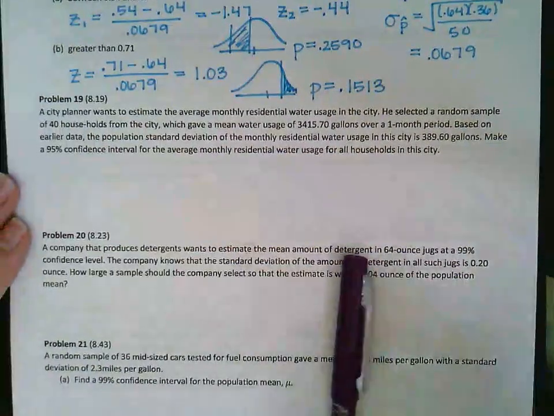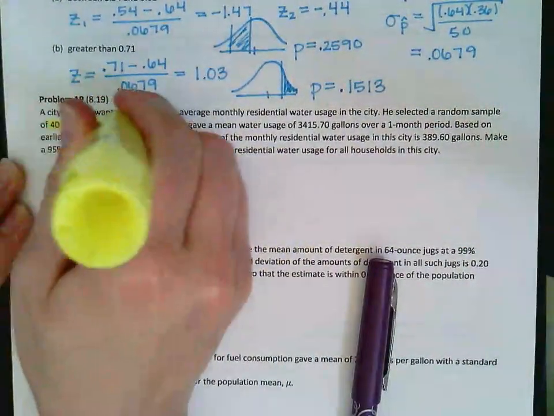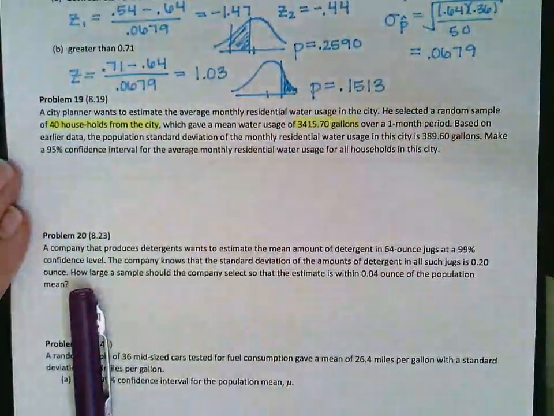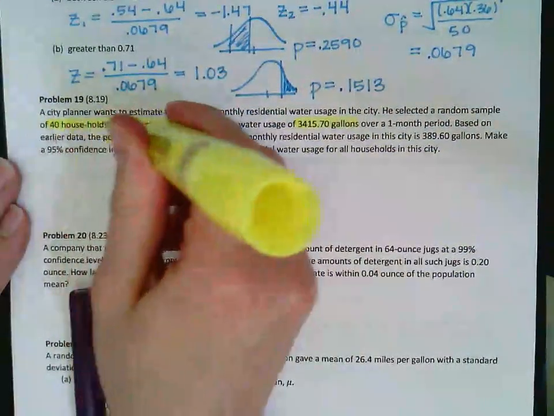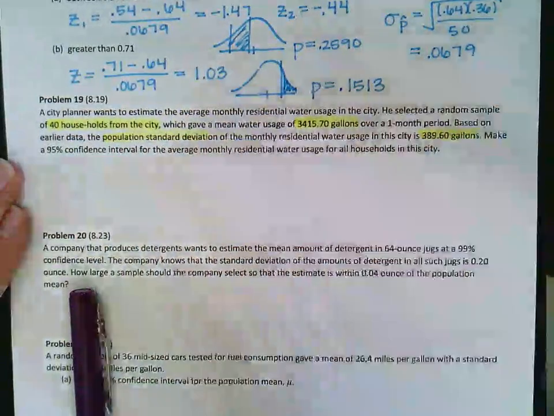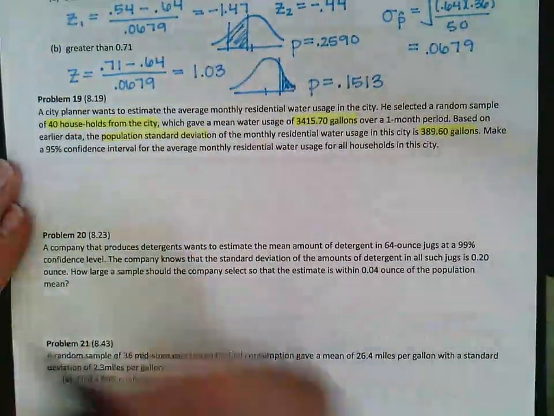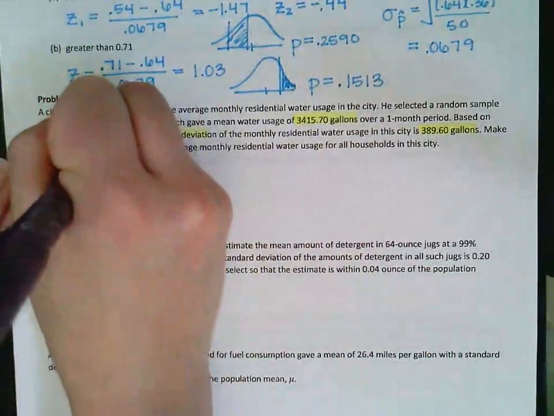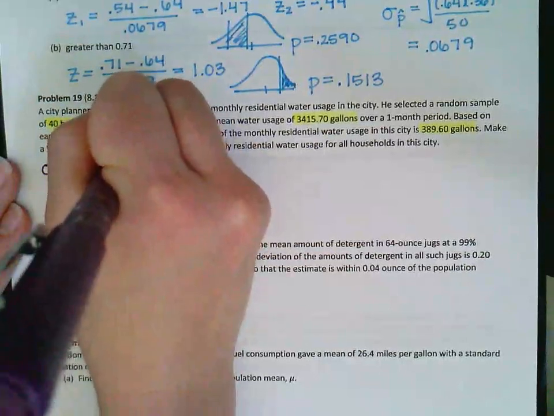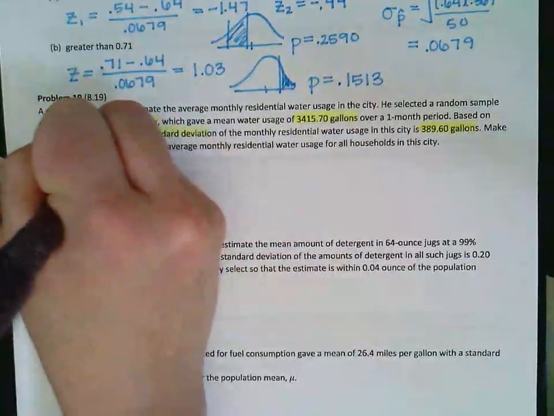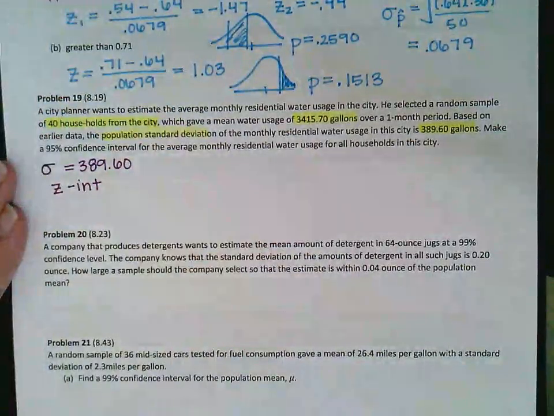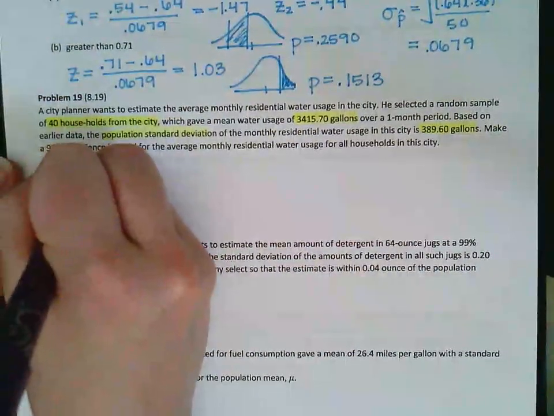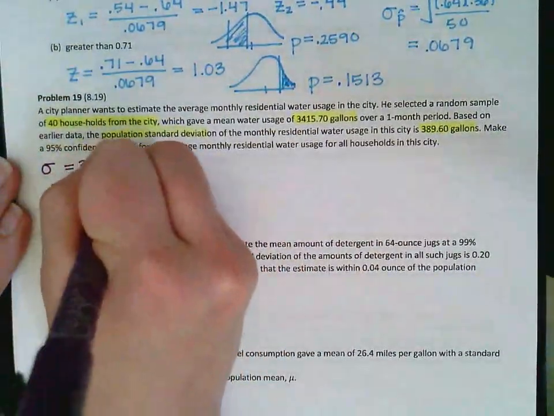He has a random sample of 40 households from this city, and they gave a mean water usage of this many gallons. Based on earlier data, we know the population standard deviation is this many gallons, and we want a 95% confidence interval. Since we know the population standard deviation, I'm able to do this as a z-interval and use the z-chart. So for 95%, the z-star value we're going to use is 1.96.